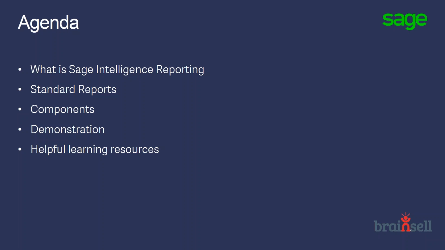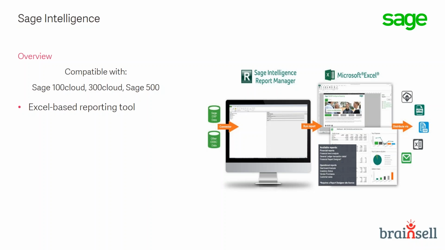And then I'm going to walk through all of the components of Sage Intelligence. It's a very robust system, and so there's a lot of different components and different things you can do with each component. Now, after that, I'm going to go through the demonstration and show you how to use Sage Intelligence. And at the very end, we have some links, of course, for you that you can use for additional learning on Sage Intelligence.